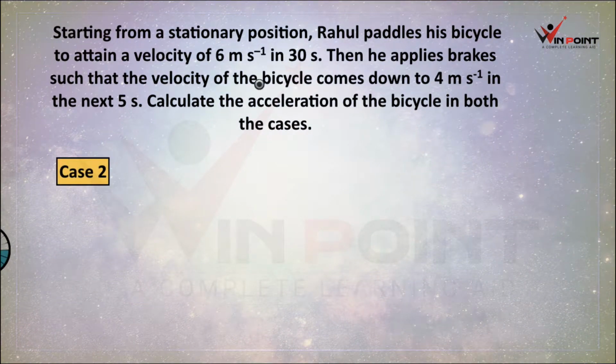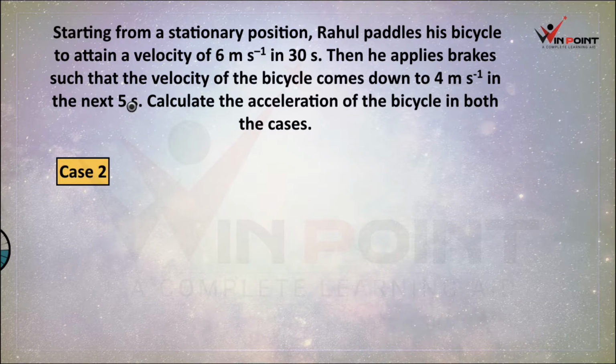Case 2. In case 2, he applies brake. Now what is the speed? 6 meter per second. That's the speed. Then he applies brakes such that the velocity of the bicycle comes down to 4 meter per second. Now what is the initial velocity? Initial velocity is 6 meter per second and final velocity is 4 meter per second.